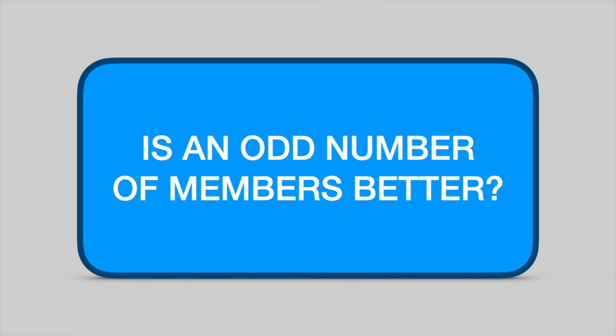Second, there's no guarantee that adding another position to a dysfunctional board will make that board successful. You might just be creating a 3-way deadlock on which landscaping company to hire. A better solution would be to provide the board with training on how to be efficient and effective in its meetings. That covers the very interesting question of, is an odd number of members better?